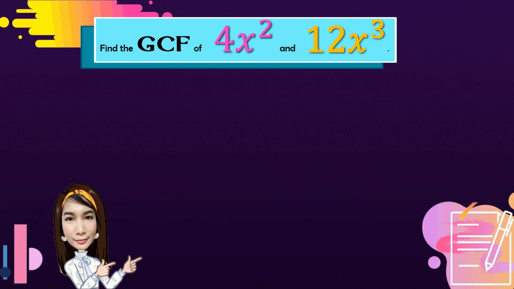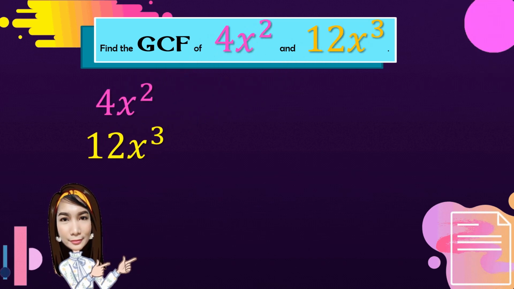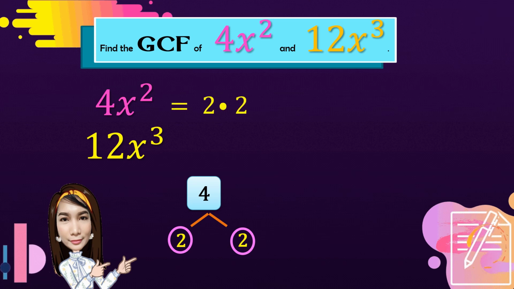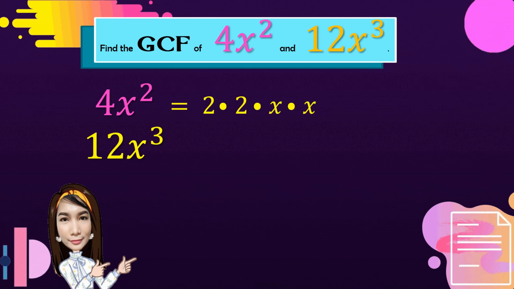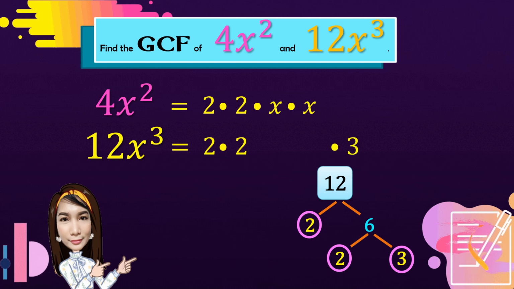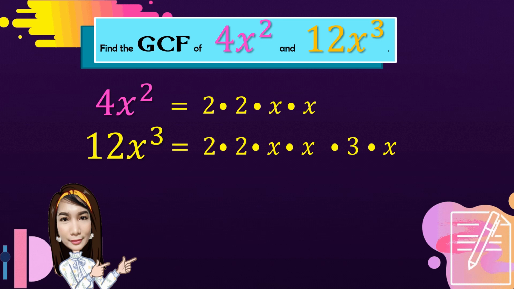Now let's have first an example of finding the greatest common factor of 4x squared and 12x cubed. Let's start with the numerical coefficient 4, that is 2 times 2. For the literal coefficient x squared, that is x times x. Next, 12x cubed. 12 is equal to 2 times 2 times 3. For the literal coefficient x cubed, we have x times x times x.